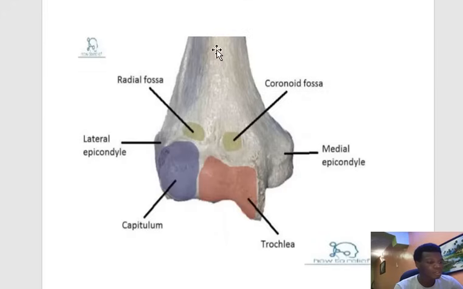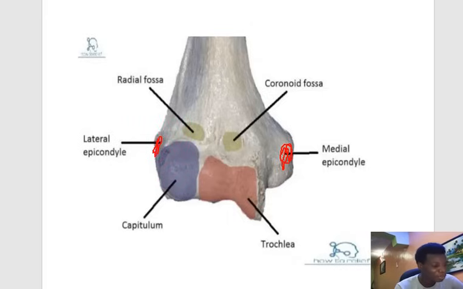Here is a summary of everything, trochlear process, capitulum and all. Okay, lastly now let me draw your attention to the epicondyles and the supraepicondylar ridges. Of course, on the medial end we have the medial epicondyle of the humerus. On the lateral end we have the lateral epicondyle.